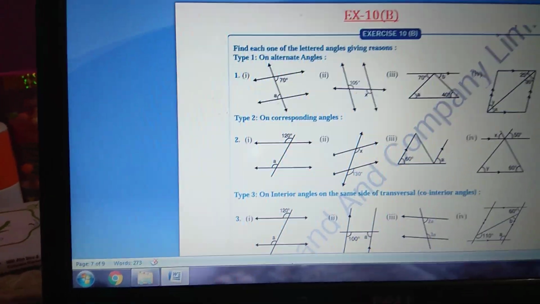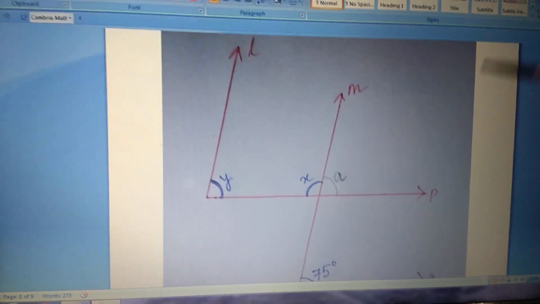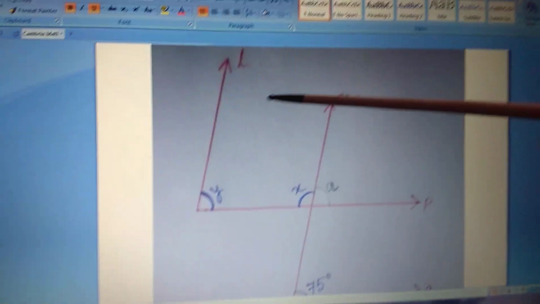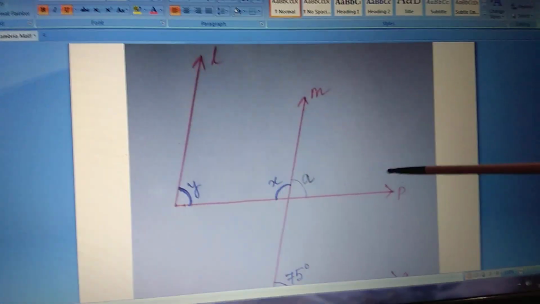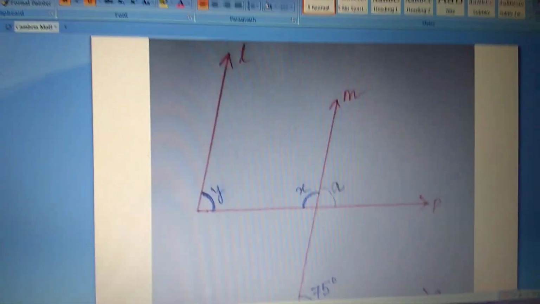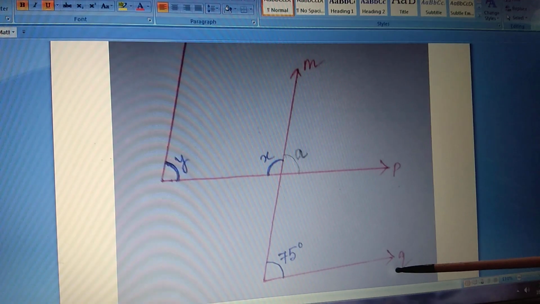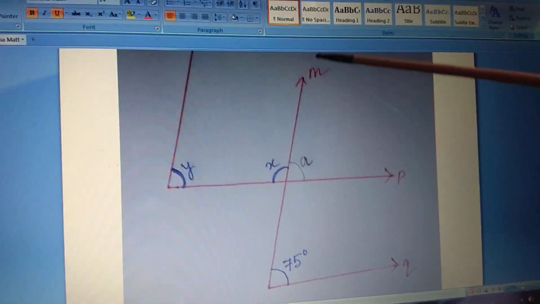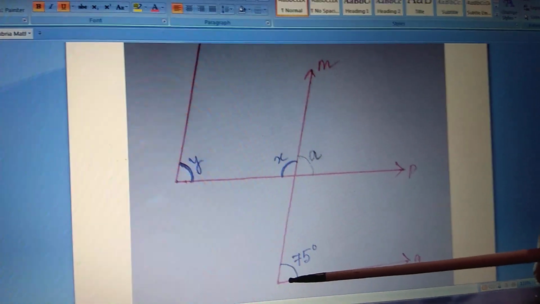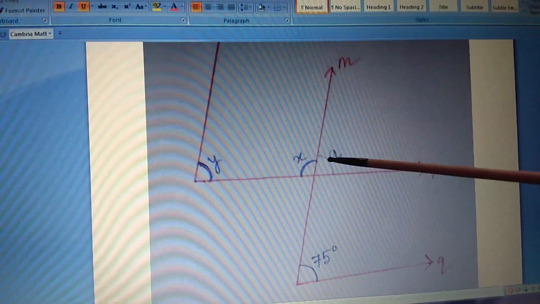Let's have a look. In question number 15, I have changed the figure a little bit. M is L. In the question it is told L is parallel to M, P is parallel to Q. Here I have marked A. Now, if you look at the figure carefully, you will see that if P is parallel to Q and M is the transversal, then A and 75 are corresponding angles. So, A value is 75.